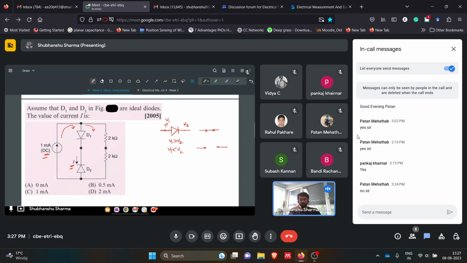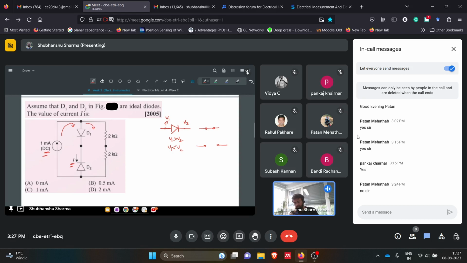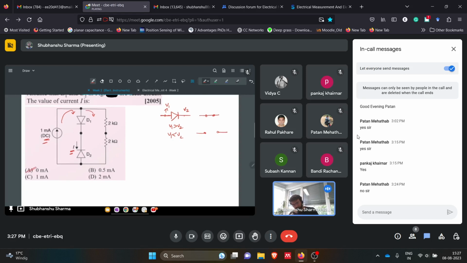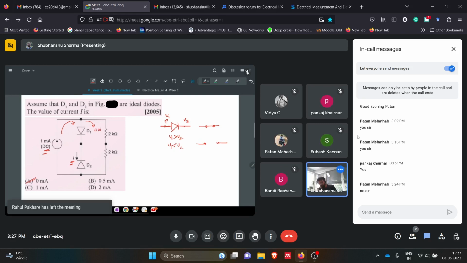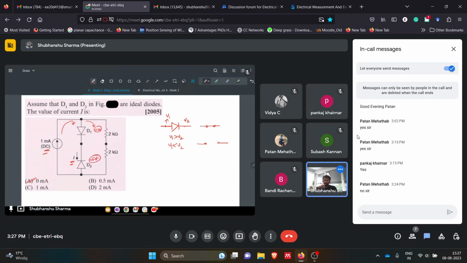So the answer to this question is, if you had the answer and you were shy to write it in the chat box, just to tell you, the answer is 0 milliampere, because one diode will be on, but this will remain off. So the I will be 0 in this case.